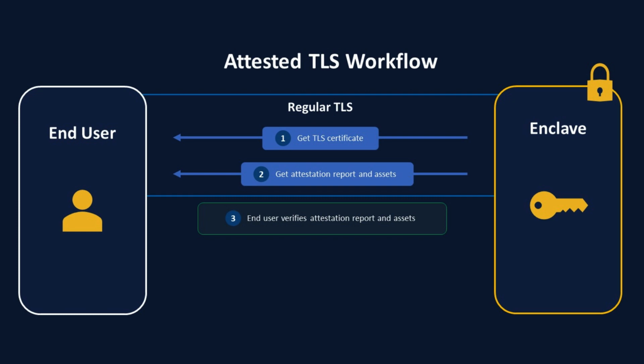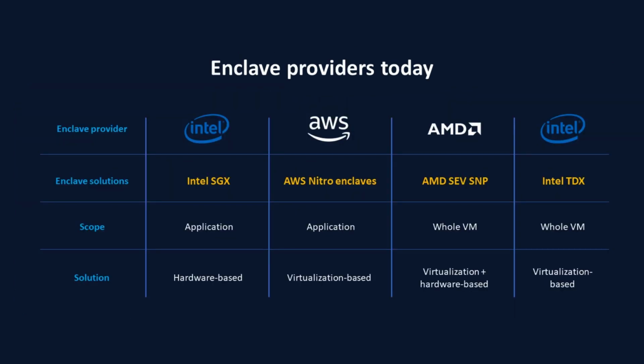So at this point, we now have a solution which is offering confidentiality, code integrity, and it's really guaranteeing that we're really communicating with this secure service. So all in all, this makes a really powerful combination that can be used to secure applications. So now let's have a look at some of the different enclaves available today. So as you can see, there are lots of different enclave providers, and their enclaves come with different trade-offs.